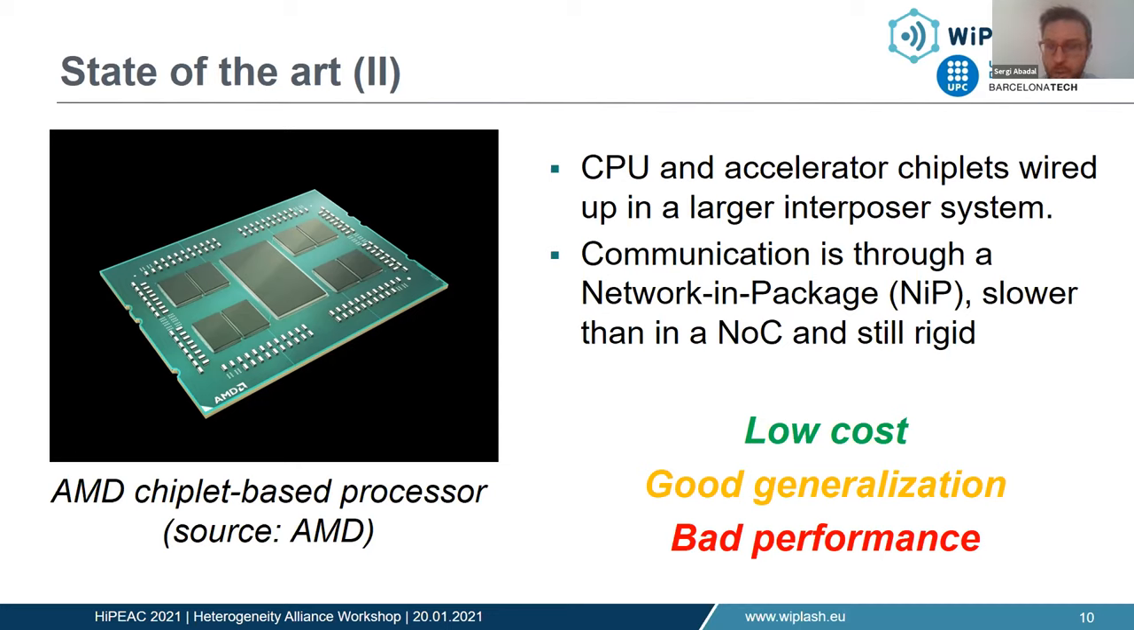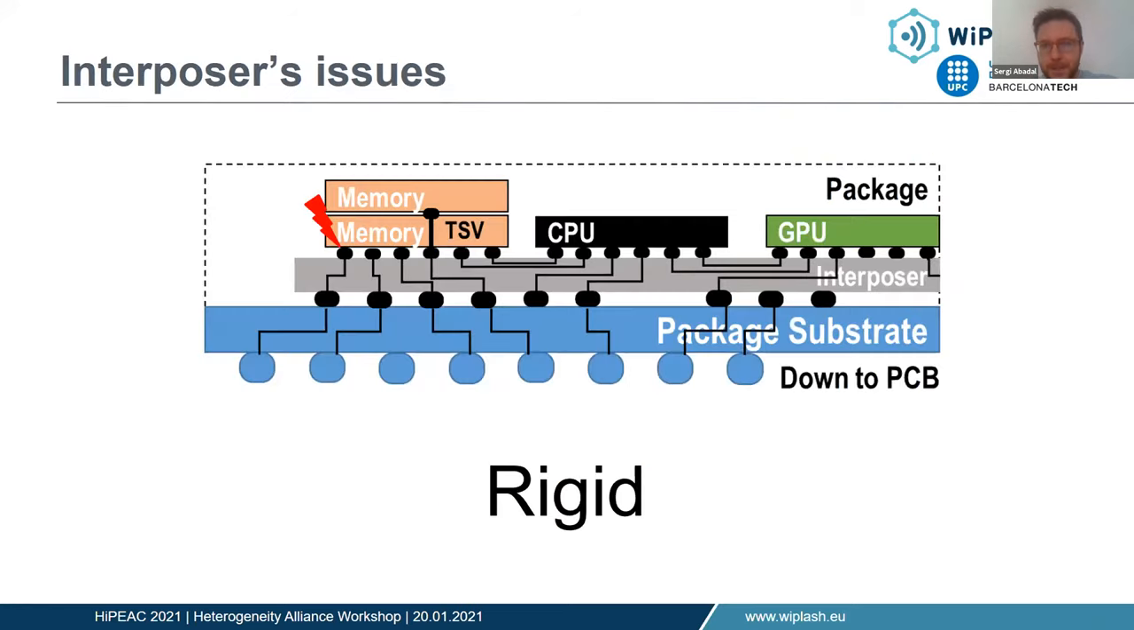The cost of this is lower because you disintegrate, because you can have a library of hardware IPs that you can put together in the interposer. The generalization is good because, depending on what your system needs to look like, you can build your own system, but the performance is not as good as the other option because of this slower interconnect. So as you can see, the interconnect is at the center and it's defining what you can do and what you cannot do, right?